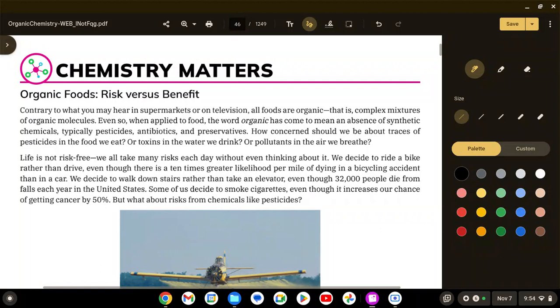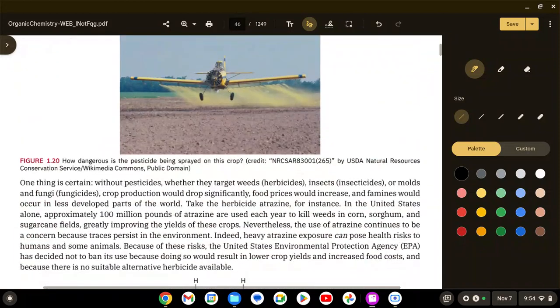We decide to ride a bike rather than drive, even though there is a 10 times greater likelihood per mile of dying in a bicycling accident than in a car. We decide to walk downstairs rather than take an elevator, even though 32,000 people die from falls each year in the United States. Some of us decide to smoke cigarettes, even though it increases our chances of getting cancer by 50%. But what about risks from chemicals like pesticides?